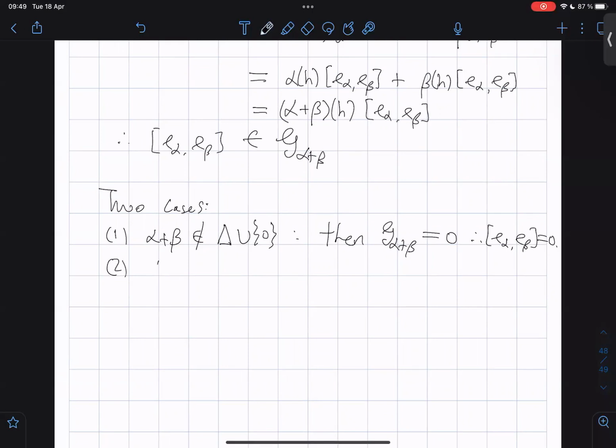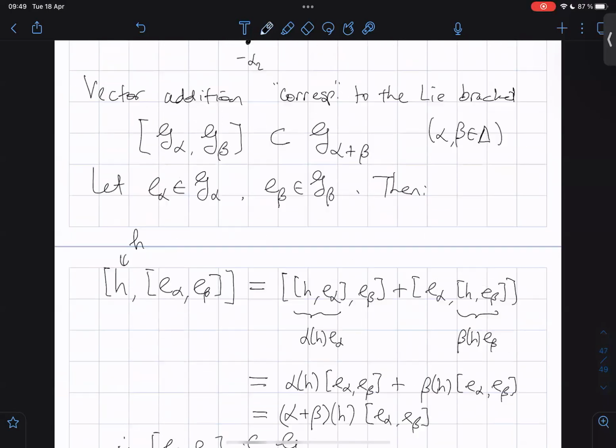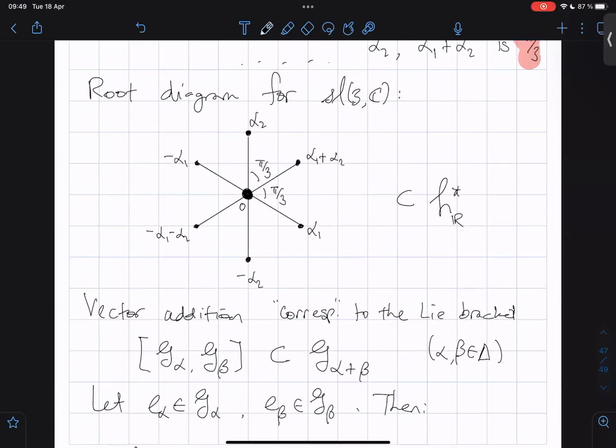Wait, did you say that wasn't in the root? Then we found out it's not in the root space, the center of the diagram. Which one? If we take alpha 1 plus minus alpha 1. Alpha 1, by definition, when we had a... Oh, this one and this one. Yeah. If we add them together, then we said before that we didn't want to include that in our root space. That's right.